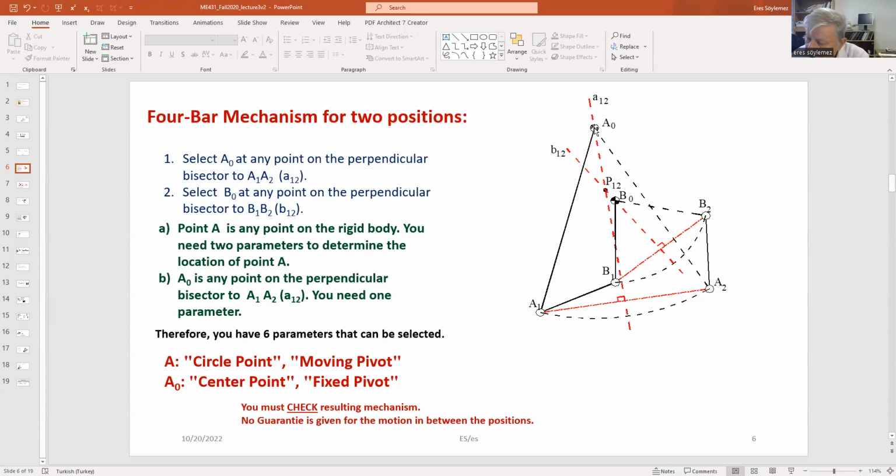So I can select AB anywhere. I can use polar or rectangular coordinates, doesn't matter. And then I will select the crank length A1, A0. Okay, now I'll go back.